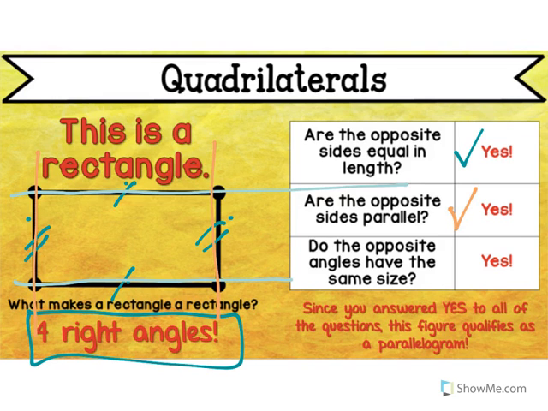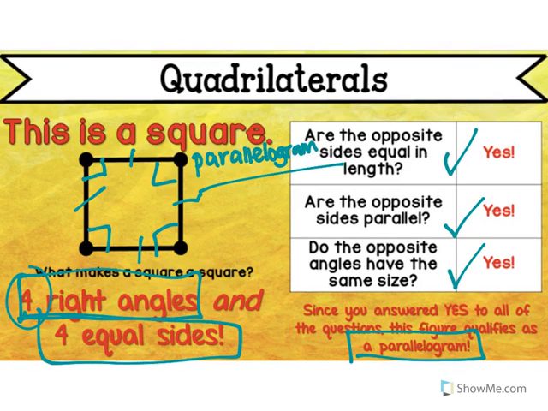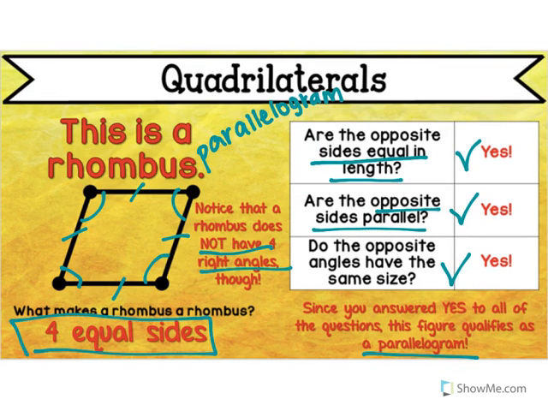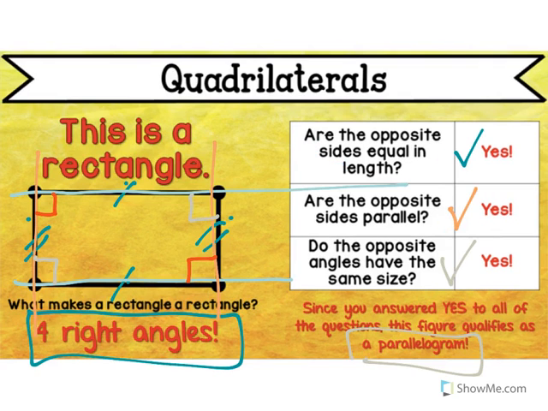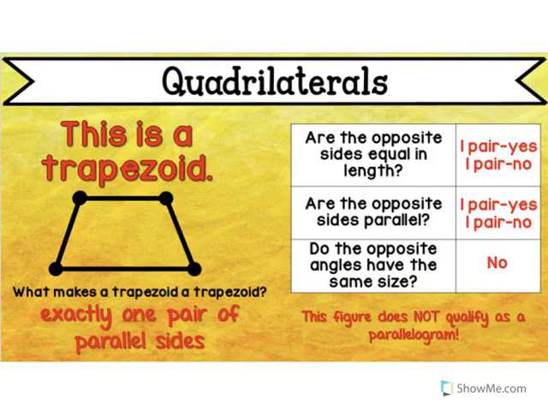And the opposite angles have the same size. Well, yes, that's the same size. And that's the same size. Okay, so it is a parallelogram. So a rectangle is a parallelogram, a square is a parallelogram, and a rhombus is a parallelogram. Remember, a rhombus has 4 equal sides with no right angles. A square has 4 equal sides with right angles. And a rectangle has opposite sides equal, but it has 4 right angles, which makes it a rectangle.